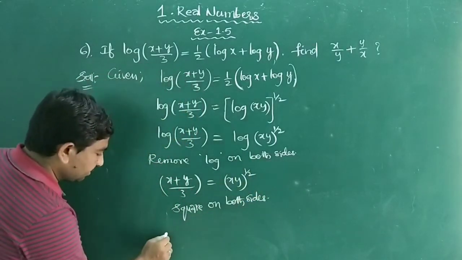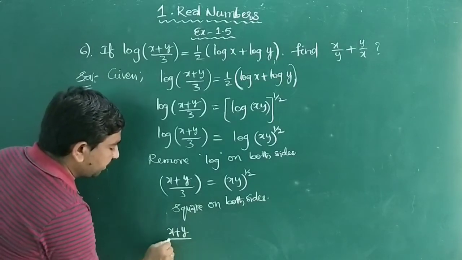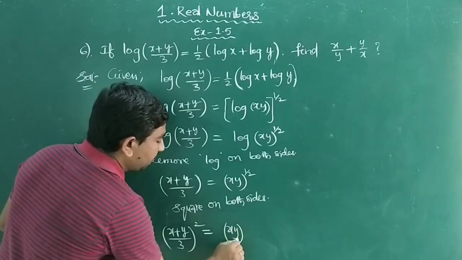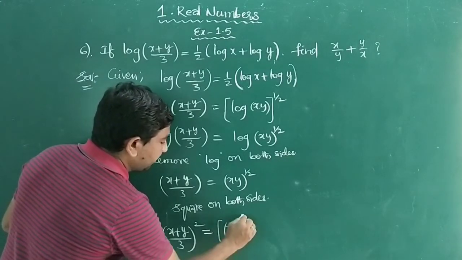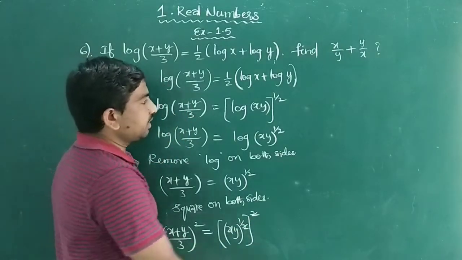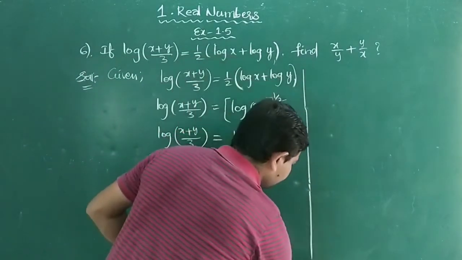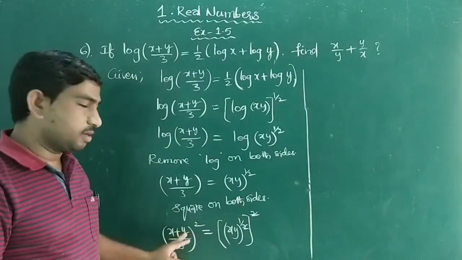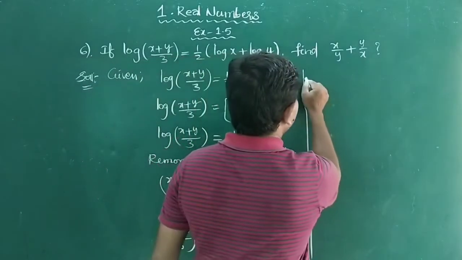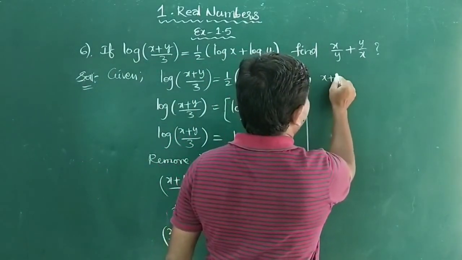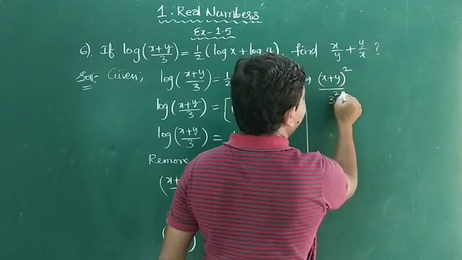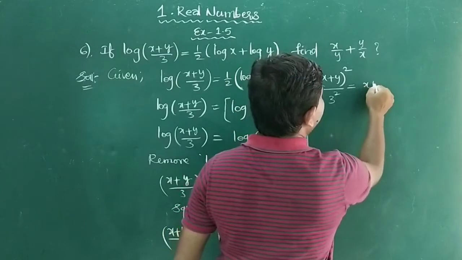Then what will we get? ((x plus y)/3) whole square is equal to ((xy) whole power 1/2) squared, and here the 1/2 gets cancelled. What is the remaining? (x plus y) whole square by 3 square, which means 9, is equal to only xy.